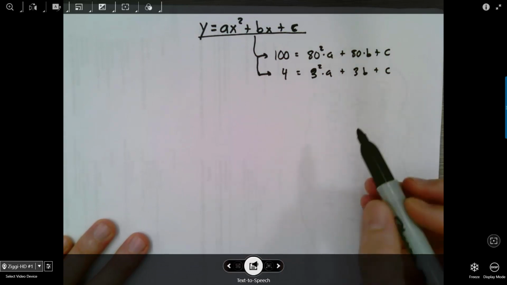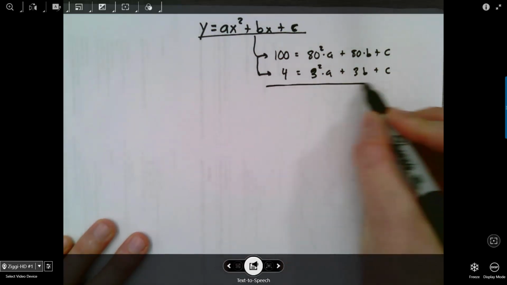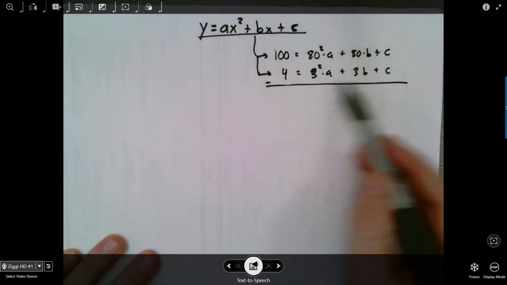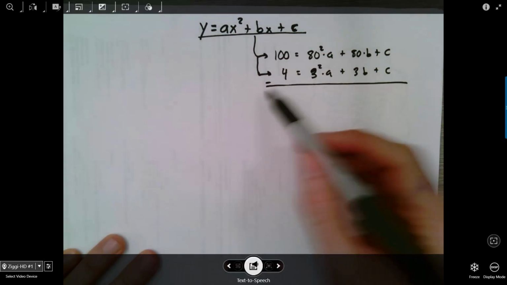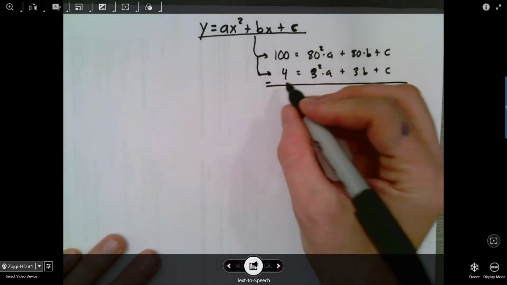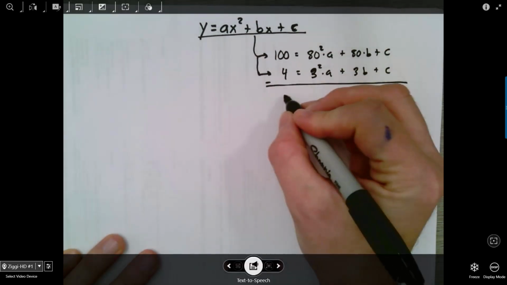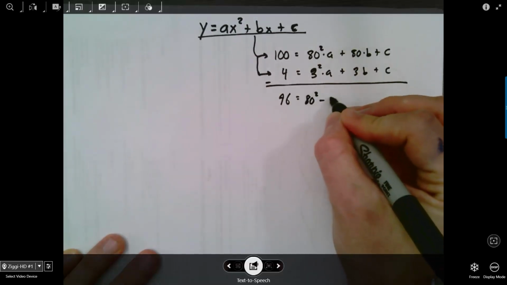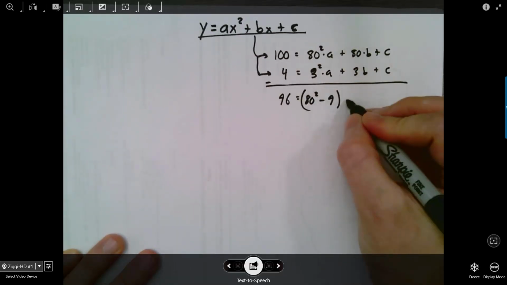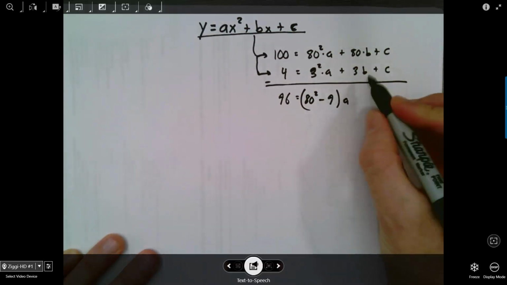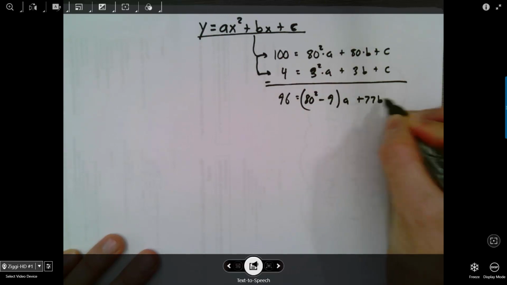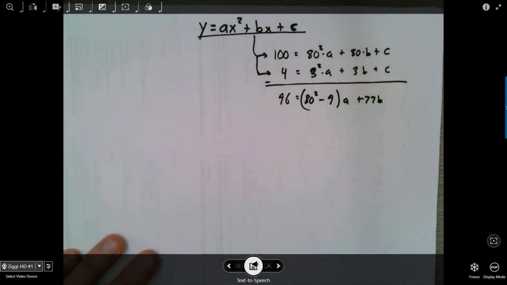A lot of people are isolating a variable and substituting. I think very often it's going to be faster to eliminate a variable. For example, in this case, if I subtract the second equation from the first, I get c minus c, and now I've eliminated the c. So let's see, 100 minus 4 is 96. Here I've got 80 squared minus 9, because that's 3 squared, so that's how many a's I have. I've got 80 minus 3, which is 77b, and then the c's go away.